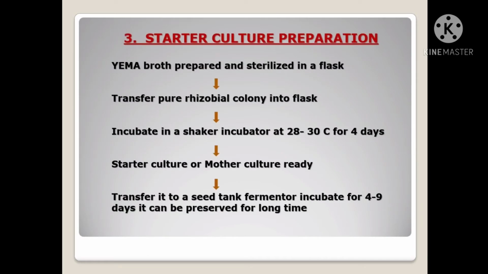Starter culture preparation. For that, prepare YMA broth in a flask and sterilize it. Transfer the confirmed rhizobial colony into this flask. Incubate in a shaker incubator at 28 to 30 degrees Celsius for 4 days. Now, the starter culture or mother culture is ready. Transfer this culture into a seed tank fermenter and incubate further for 4 to 9 days. It can be preserved for a long time.